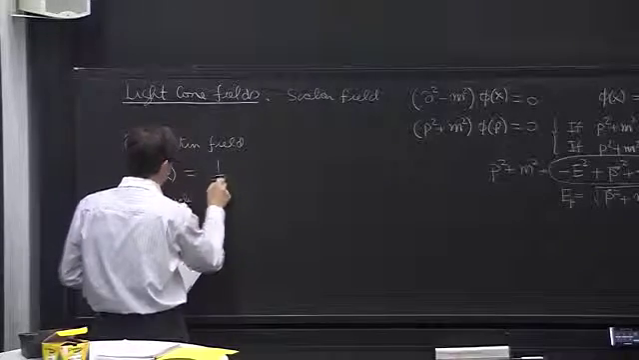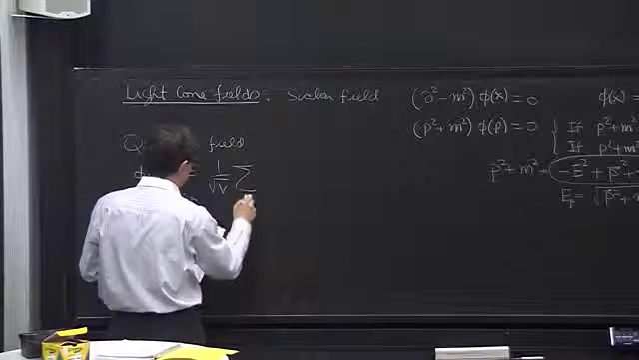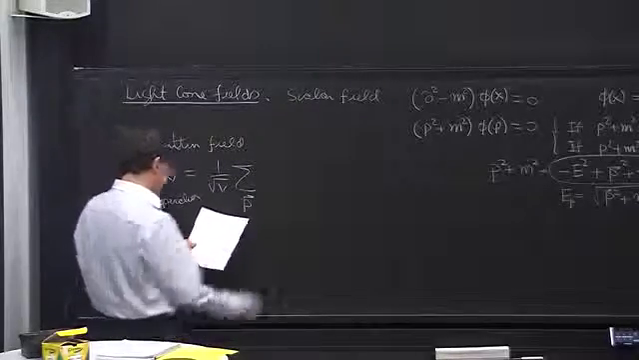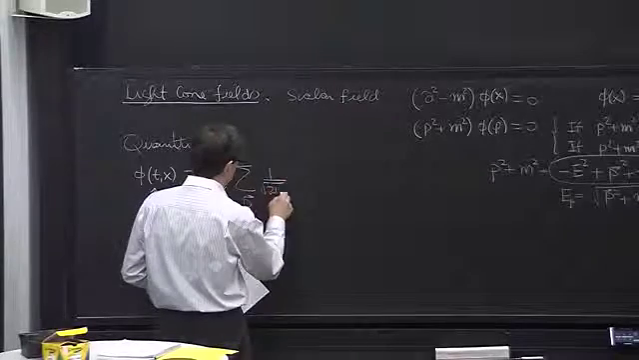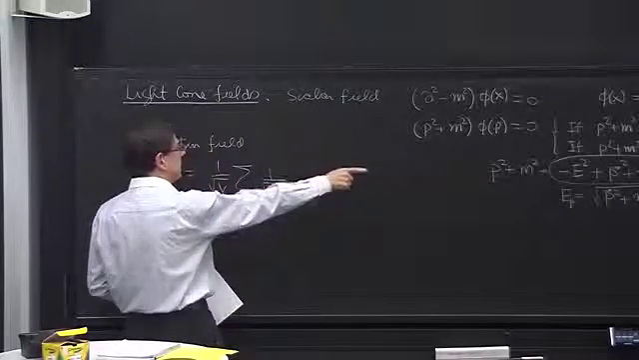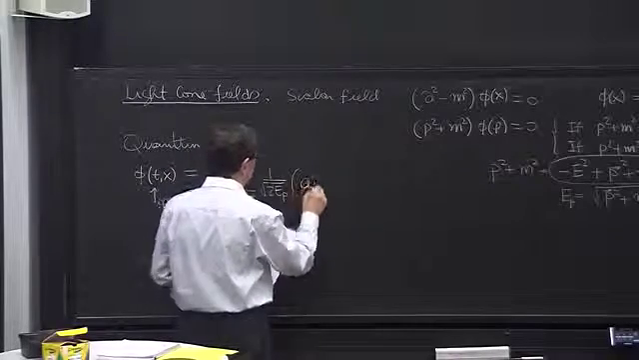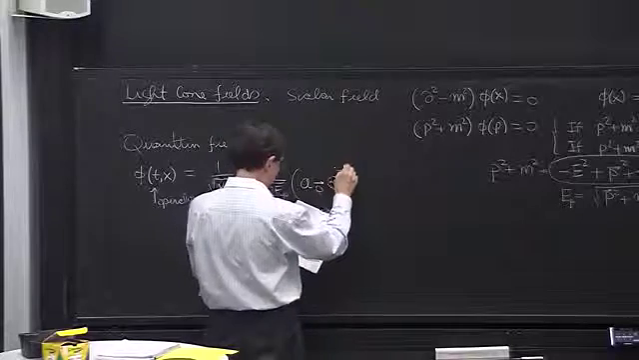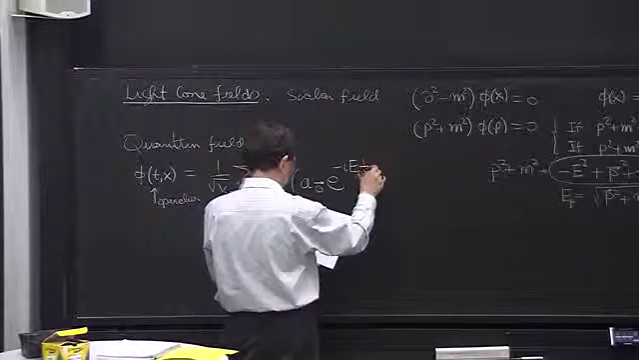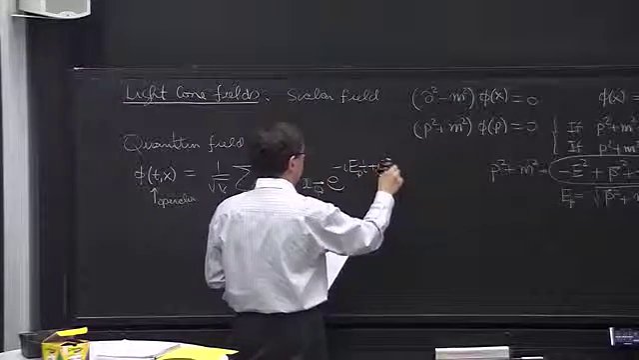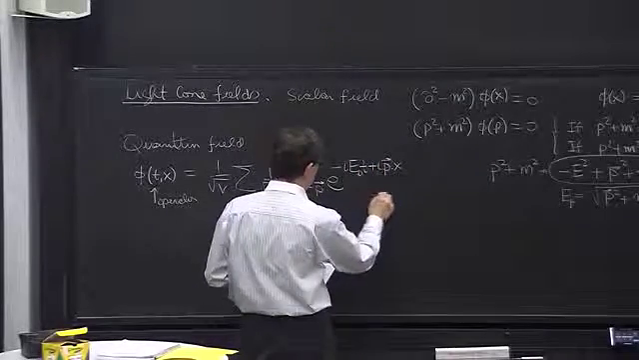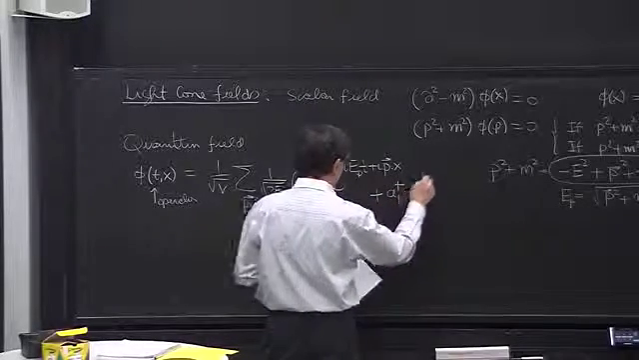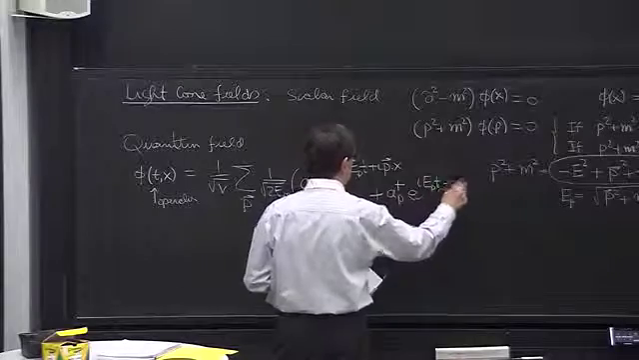And people will write something that makes sense. You sum over spatial momenta, 1 over 2 E_p, where E_p is the energy here. And then you put annihilation operators labeled by the spatial momenta, e to the minus i E_p t plus i p dot x. And I'll continue the second term here, plus a_p dagger, e to the i E_p t minus i p x.